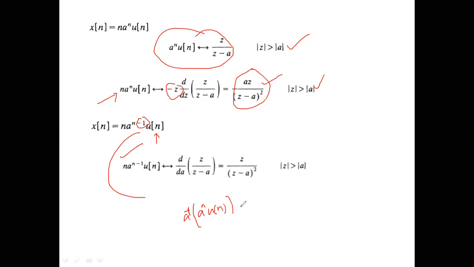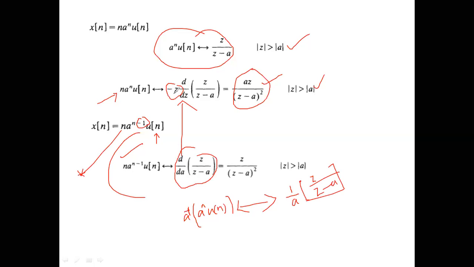So the z transform of this will be 1 by a into z divided by z minus a. Okay, so when this z divided by z minus a gets multiplied by n, I shall simply do the differentiation. So this is wrongly done here. What I have to do is multiply by d by dz.